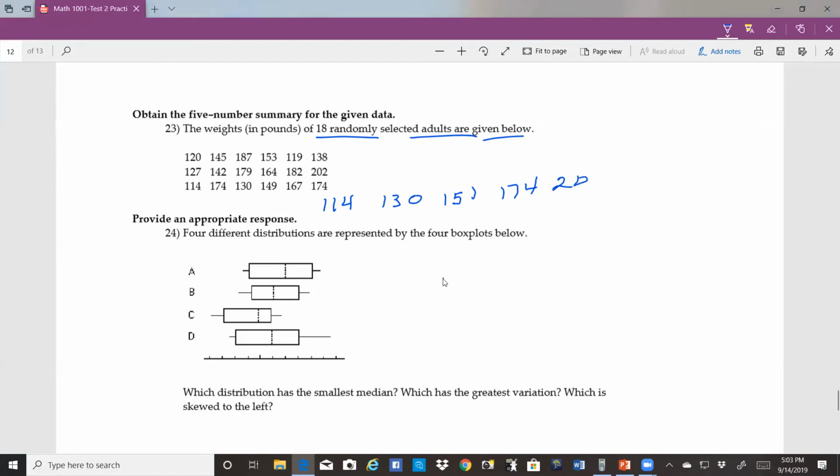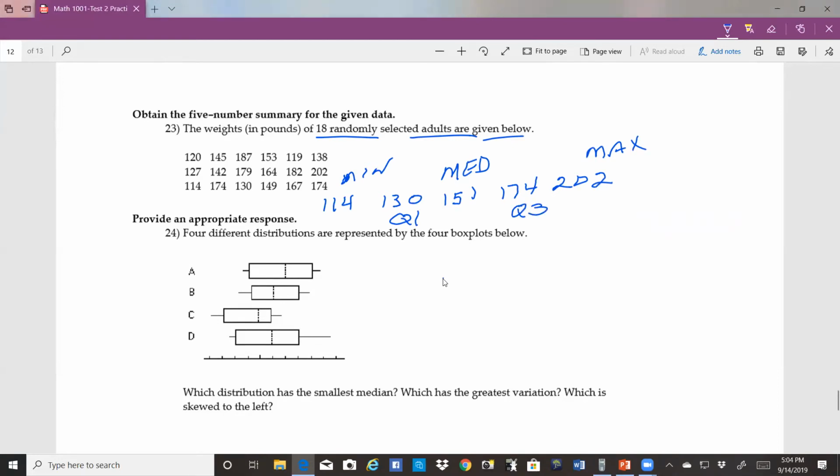And from this, you could do a box chart. This is min, max, median, first quartile, and third quartile.